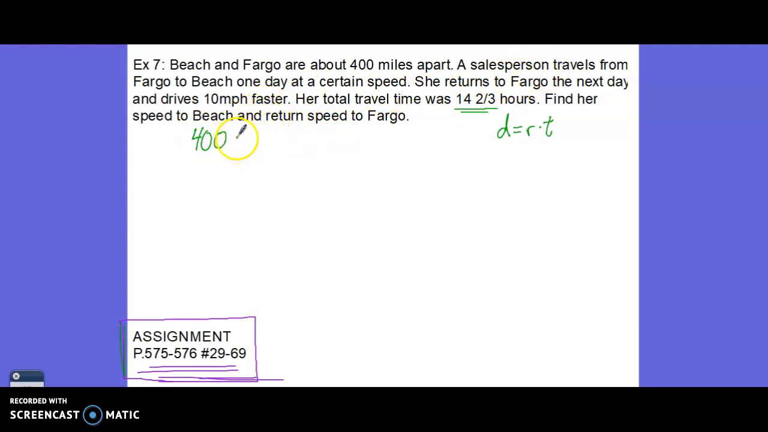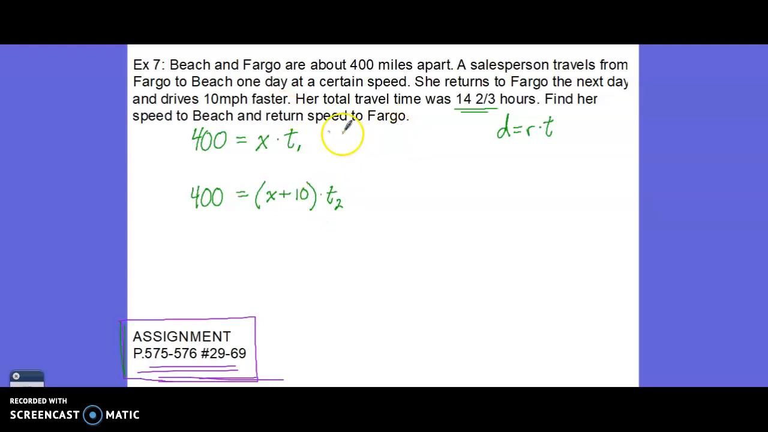So what we know is, well, we don't know the first rate, so I'll call that x, times, well, we don't know the time, so I'll just call that t, whereas the second rate is 10 miles an hour faster, so I'll call that x plus 10. I'll call this t1 and call this times t2.